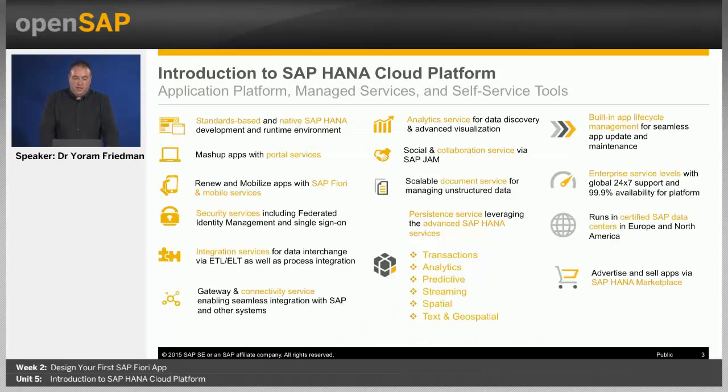If we briefly look at the type of services that the HANA Cloud Platform is offering, we'll see that there are different types. We have standard services and services for the development of native HANA applications. We have services that enable us to create mashup applications, applications that run inside the portal and are composed of data from multiple sources. We have a set of services that enable us to renew and mobilize SAP UI through SAP Fiori and SAP mobile platform and the mobile services, and we'll focus on some of those services later.